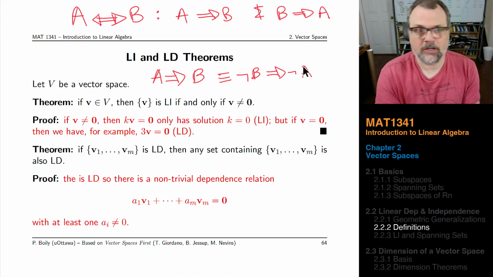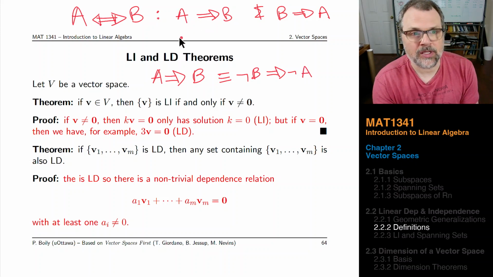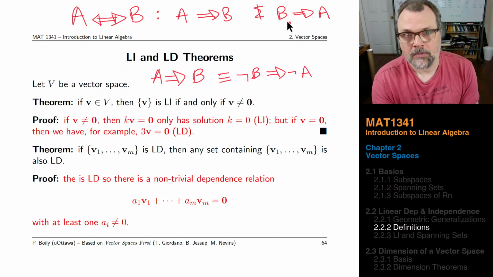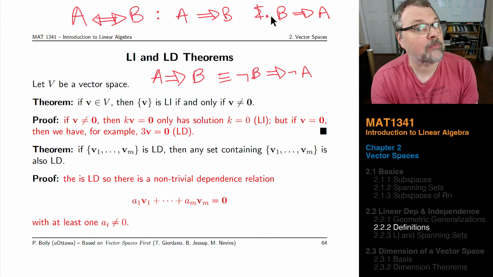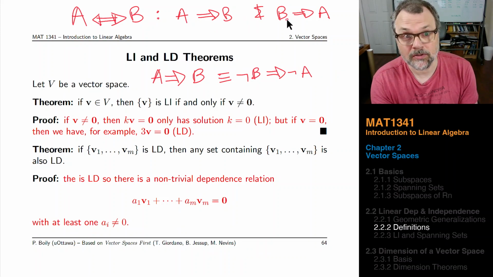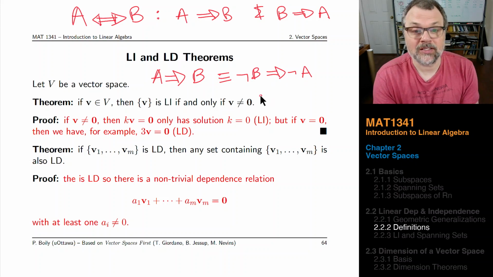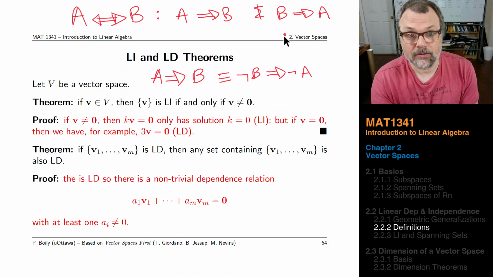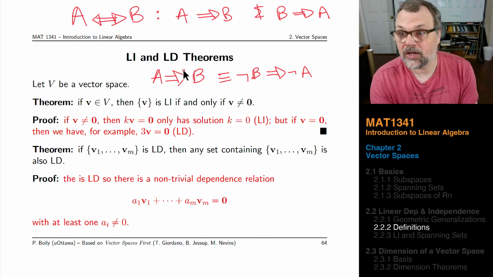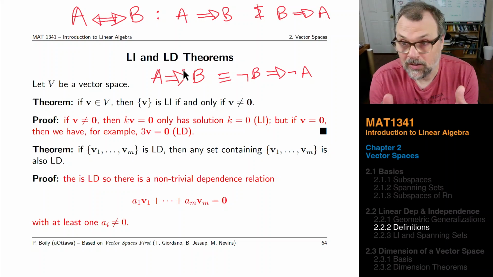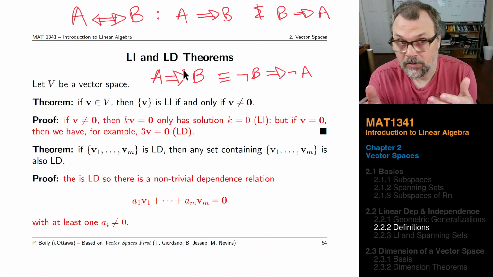In mathematical logic, A implies B is an implication. B implies A is the converse of A implies B. It may or may not be true, depending on the situation. Not B implies not A. This is called a contrapositive. The contrapositive is always the same thing as the original implication. It's just another way to see the situation.